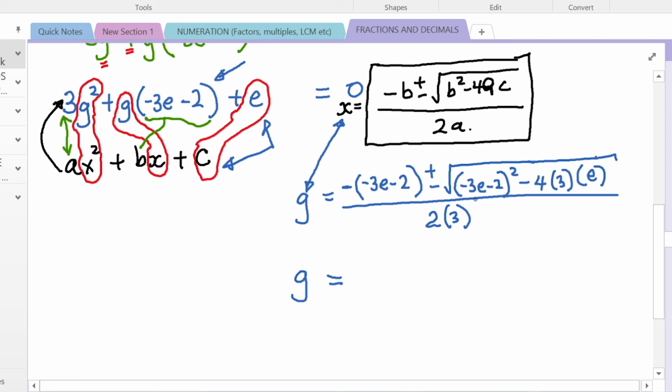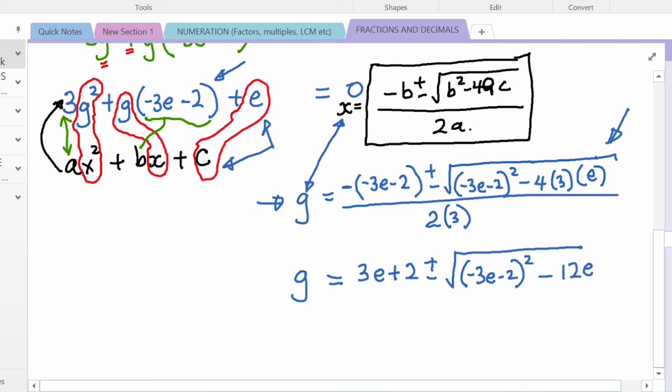We have already substituted it into the bulldozer method, and now you can see that g has become the subject of the formula and the rest is here. So the rest is just simplifying it. If you open brackets here, this becomes 3e plus 2 plus or minus the square root of, we can leave that the way it is, 3e minus 2 squared minus 4 times 3, which is 12e, divide that by, I think, 6.